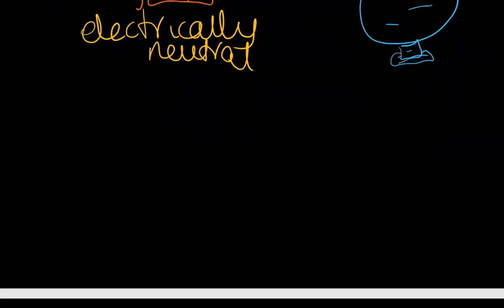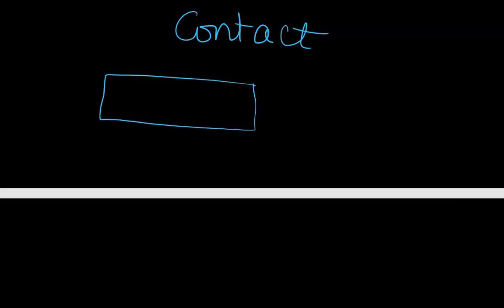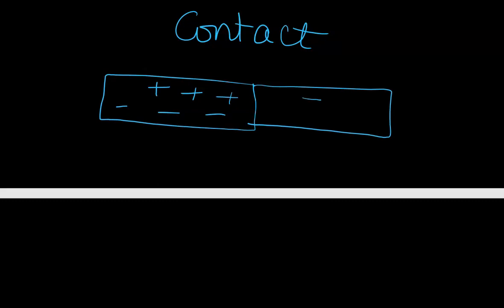Now the next one I want to visit is contact. And contact is basically where you have to have a metal surface because you are placing the two bodies in contact with each other. So one of them will be electrically neutral and the other one is charged. So let's say this one is positively charged. It has more positive than negative charges.